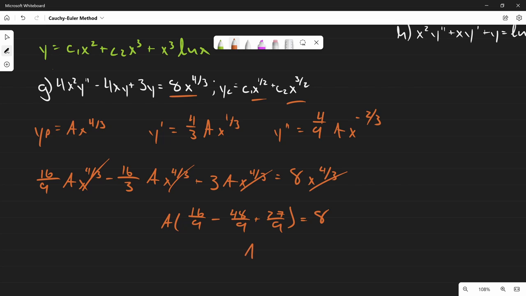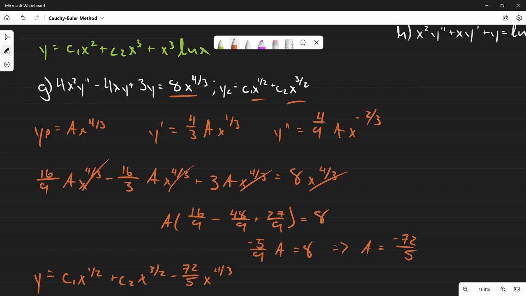And so a times negative 5 over 9 equals 8, so a is going to be equal to negative 72 over 5, giving us the general solution c1 x to the 1/2 plus c2 x to the 3/2 plus negative 72 over 5 x to the 4/3.